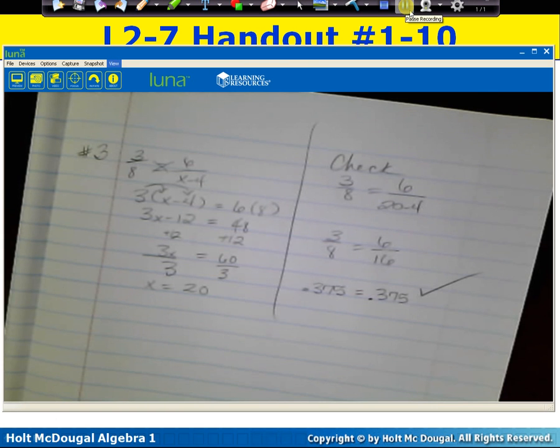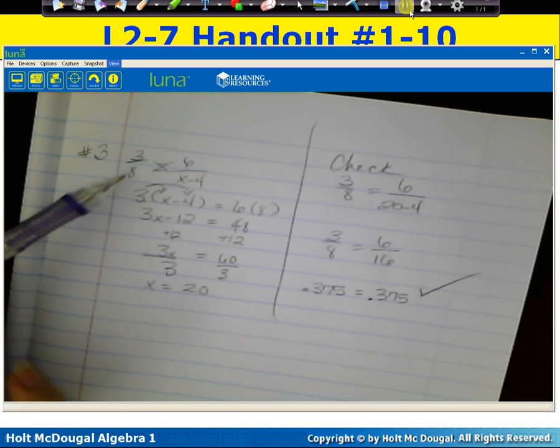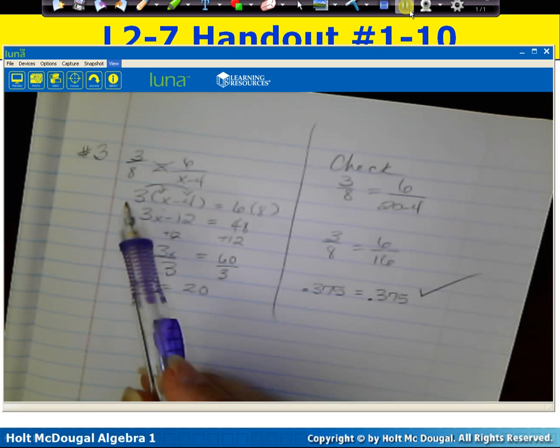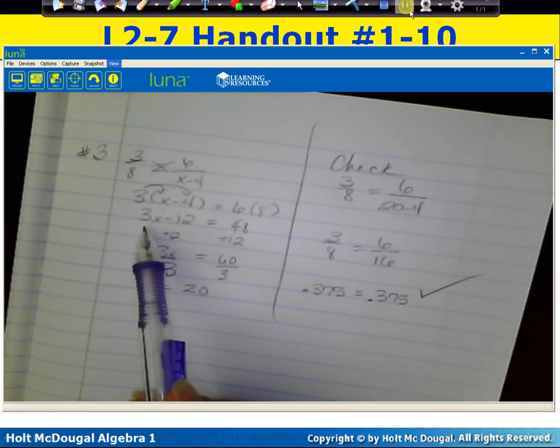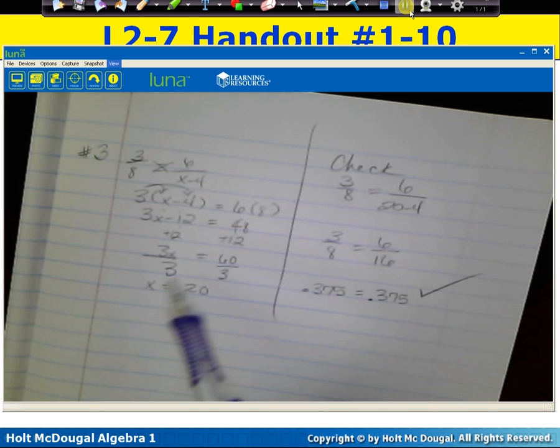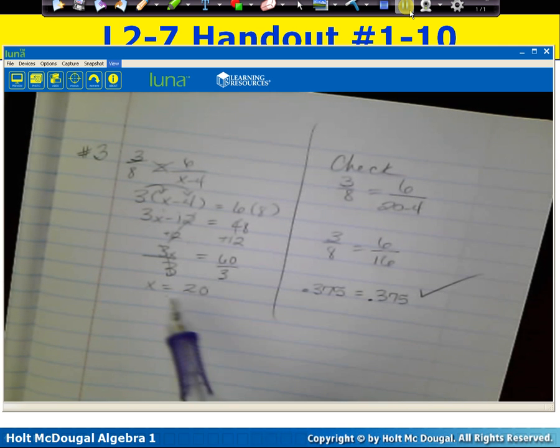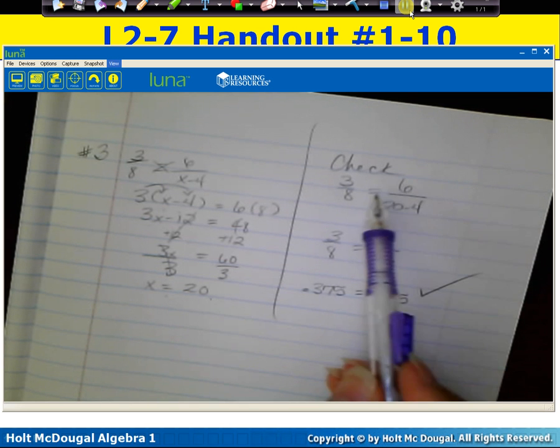Okay, so this is what you should have gotten. You cross multiplied your 3 over 8 and your 6 over x minus 4, and make sure that you put your x minus 4 in parentheses. Make sure that you drew your arrows to distribute. It should have given you 3x minus 12 equals 48. Added 12 on both sides, which gave me 3x equals 60. Divide both sides by 3, which gave me x equals 20. And then your check over here.